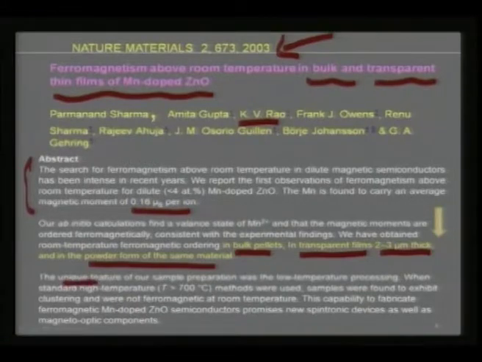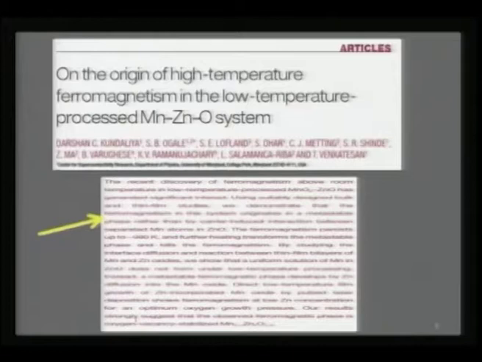They also said the unique feature of our sample preparation is that it is a low temperature processing. All the samples were prepared below 700, and they could do this, pronouncing that there is a room temperature effect, and they also said that this could be the new spintronic device for magnetic, magneto-optic devices. Now soon after this report there was a counter argument from this group.